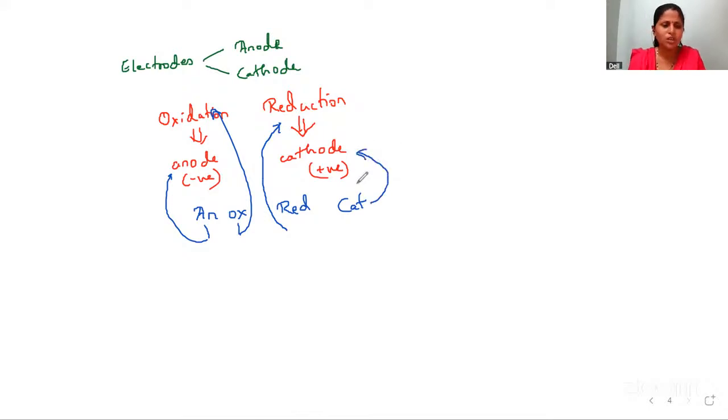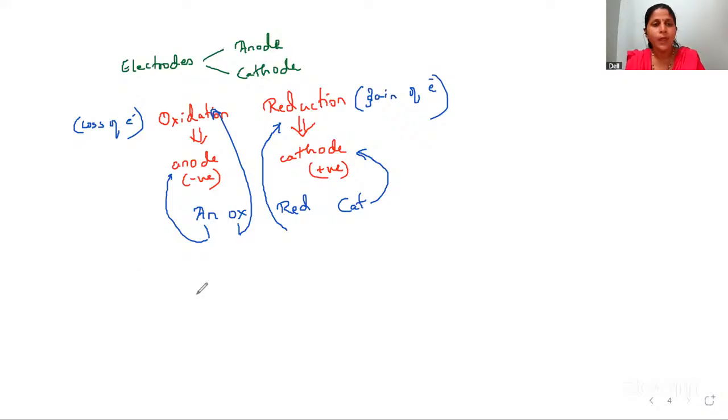So you can use it to remember what happens at anode and what happens at cathode. And one more thing, reduction is gain of electrons, and oxidation is loss of electrons. There is a memory tip for this also. Shall I tell you? This was the memory tip which was told by my teacher.